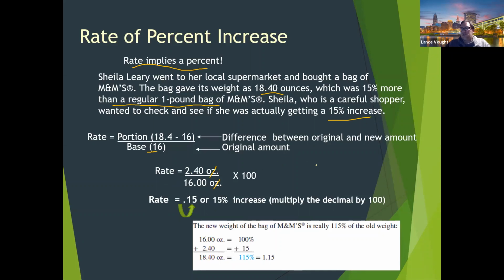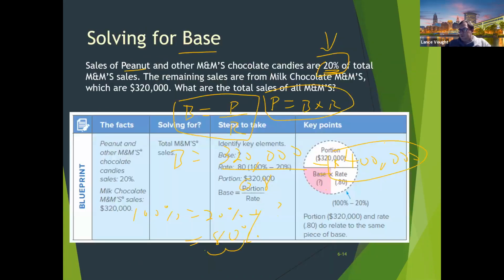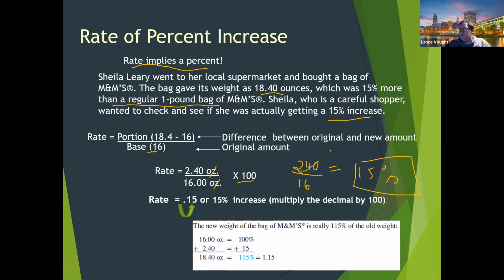So you could get 240 divided by 16 when you multiply this times 100. 240 divided by 16 gives you 15. So you get 15% because this breaks down. If you divide this by 16, you get 15. You divide this by 16, you get 1. And since there was a 15% increase in the net weight over the original 1 pound bag, the weight is actually 115% of the old weight. Because if you did 18.4 divided by 16, you would get 1.15.